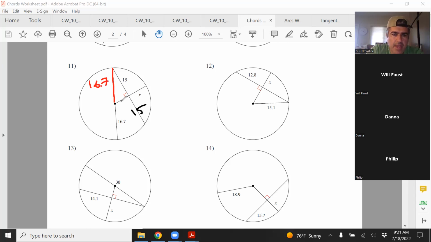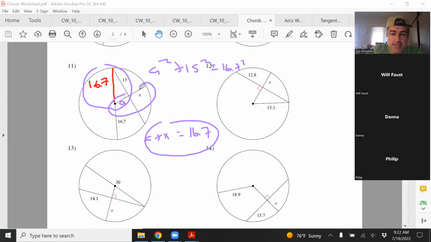So I'll call this A. You do Pythagorean theorem for this, and then A plus X has to equal 16.7. So you've got to solve for A by using Pythagorean theorem, which is just that. Once you solve for A, then you can solve for X using this, because A plus X is the radius.